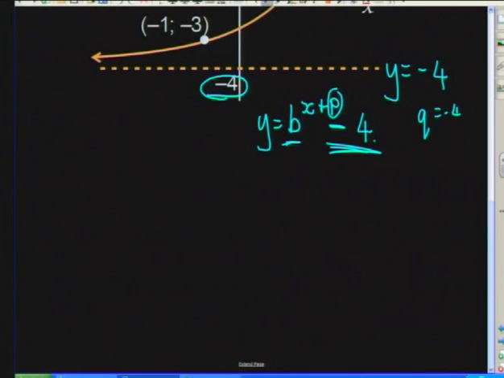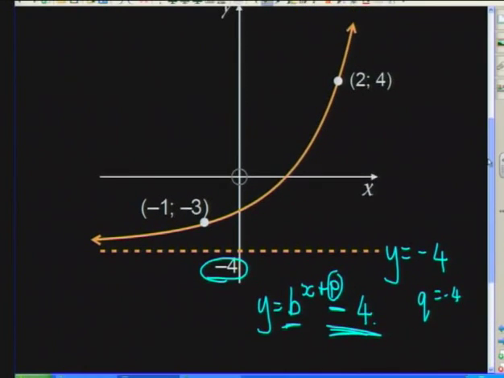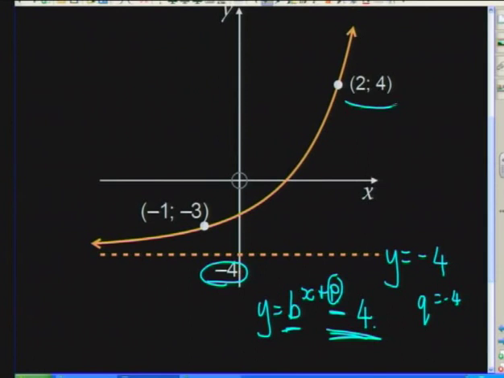Okay, how do we find the value of p and b? If you look at the graph, you'll see that they've given you 2 coordinates. They've given you the points (2, 4) and (-1, -3). So those are 2 points, let's just call them A and B. They've given you 2 points, A and B, that lie on the exponential graph.